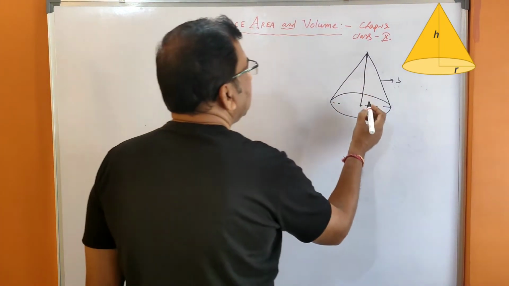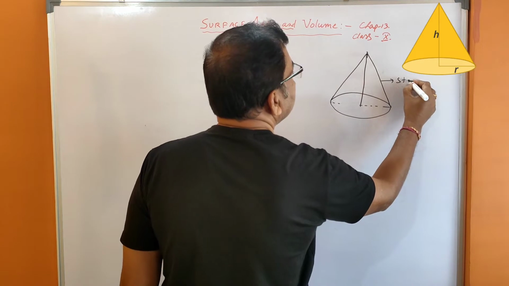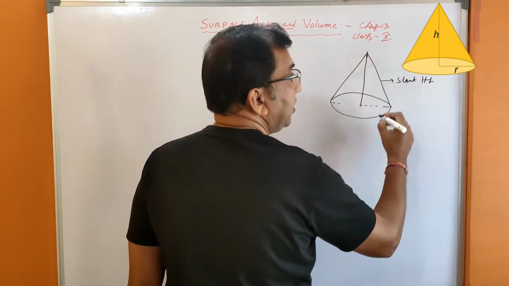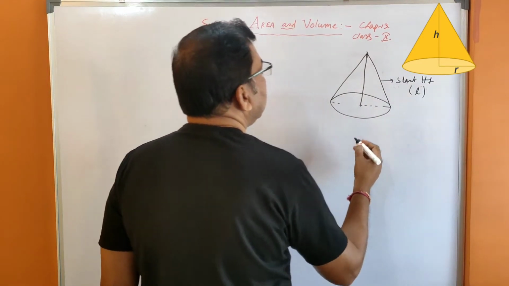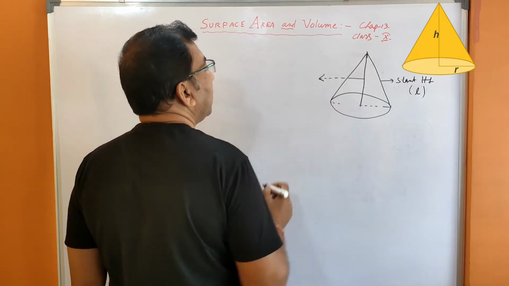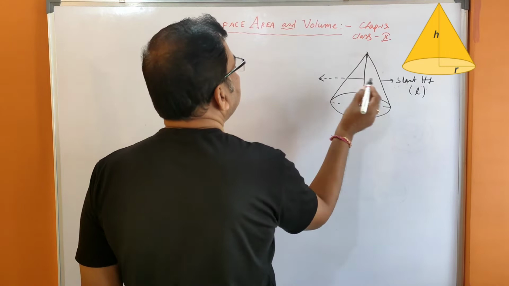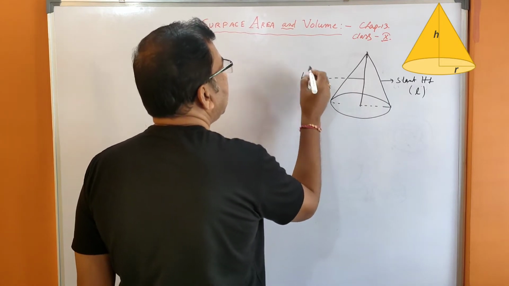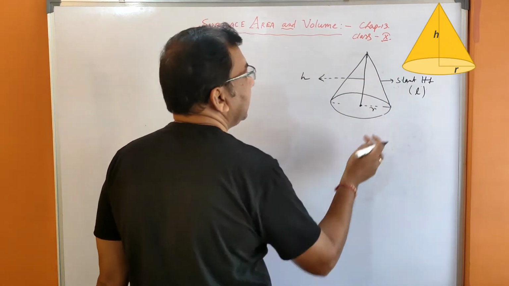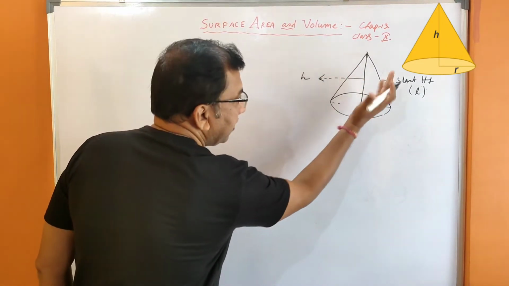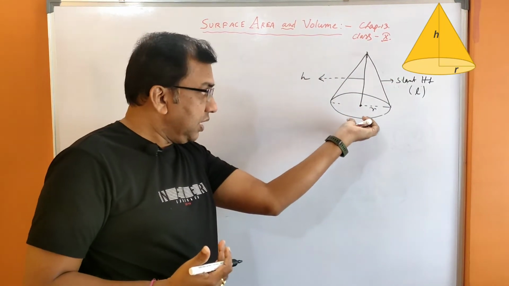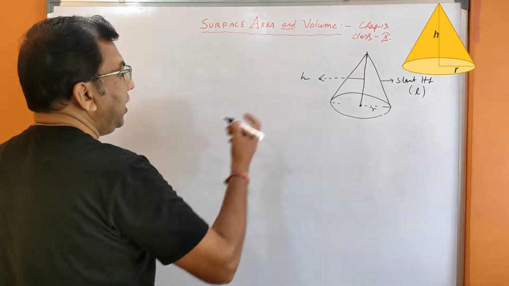So this is the cone. This is the slant height. इसको कहते हैं L. This is the height, the normal height, that is known as h, and this is the radius. This is the apex. This is the circular base and the curved surface. It has two surfaces. One is curved surface, one is circular surface. Okay, so this is the cone.